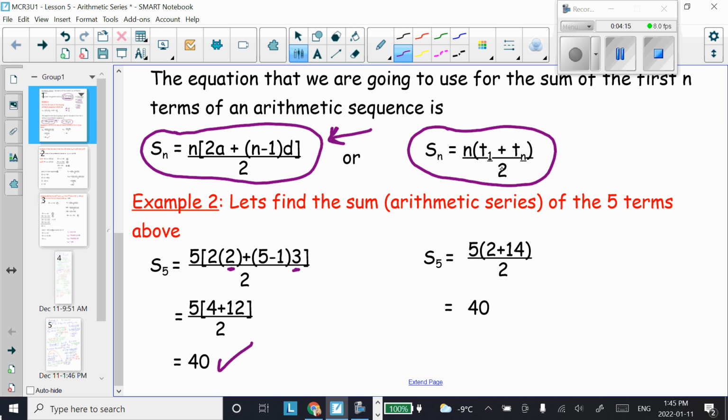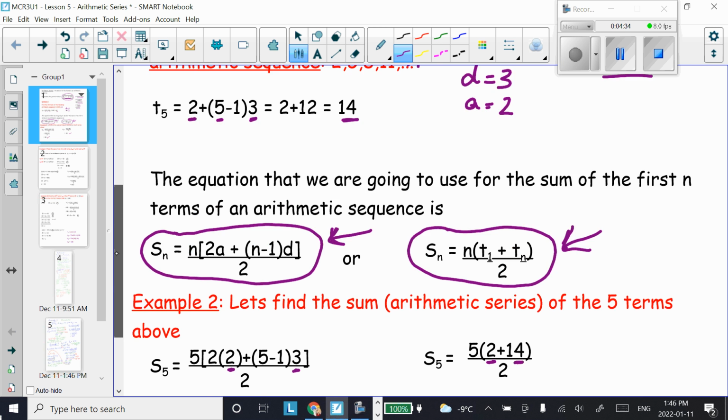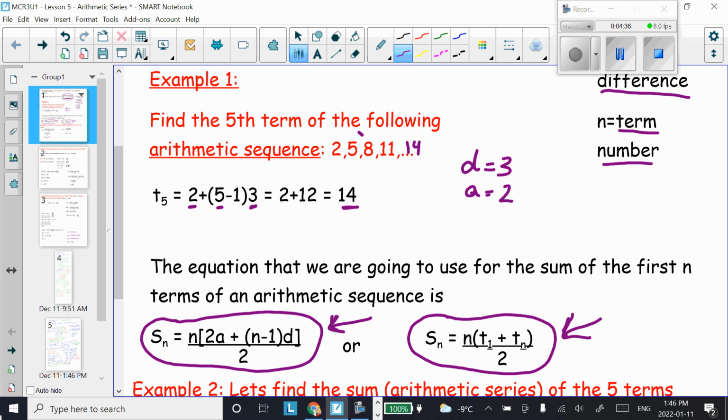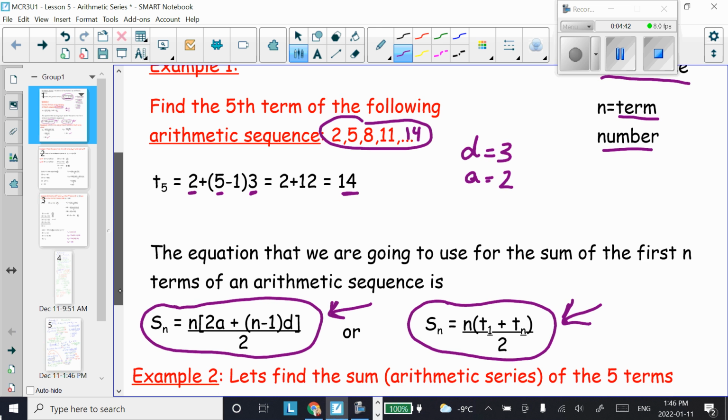And then using the other equation over here, we know the first term is 2. We know the fifth term, the last term, is 14. Add them together, you get 16 times 5, and then divided by 2, you get 40 again. So I picked an easy example so that we could check that in fact these values do add up to 40. But you can use those equations for tougher questions.